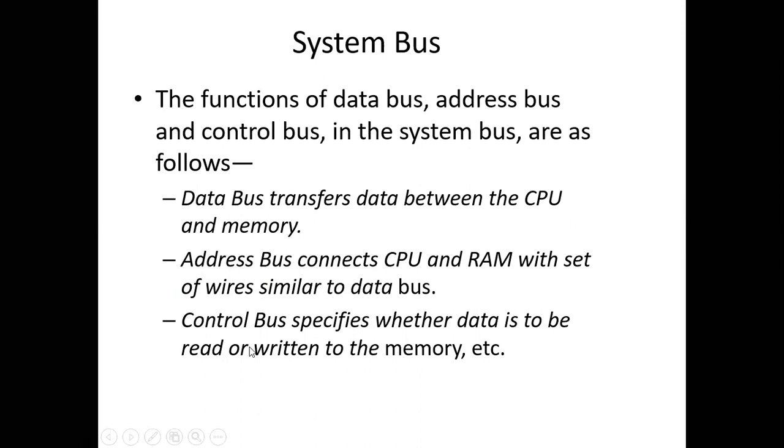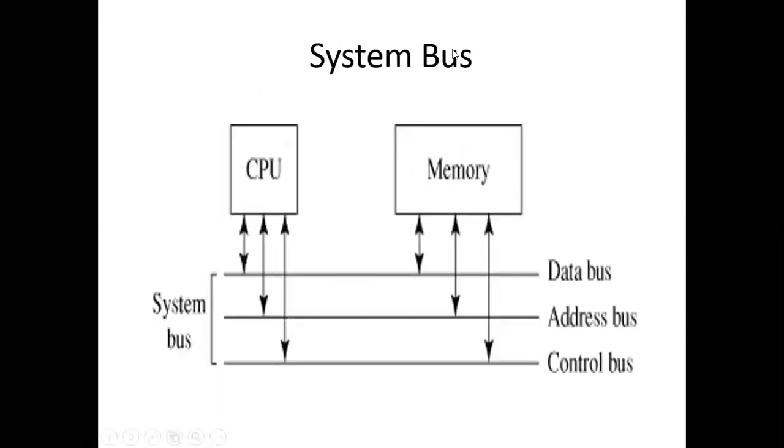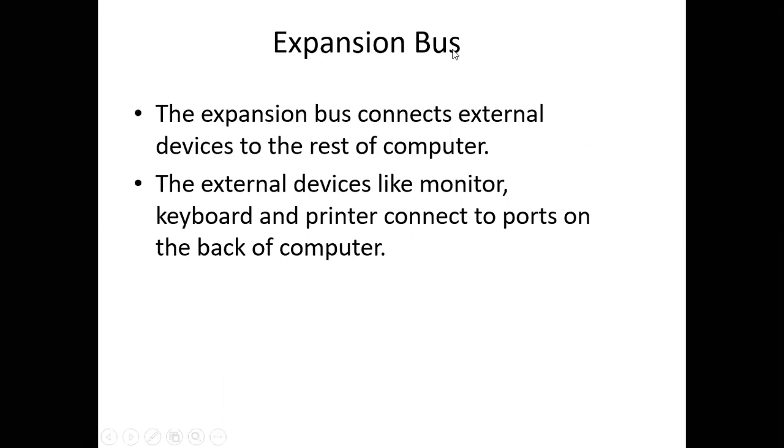Then we have the control bus. Now, the control bus is the one that will specify whether the data you are sending is to be read, whether you are reading from memory or you are writing to the memory. Those details will be carried here. So the instruction, what needs to be done, will be carried on the control bus, where the address will be carried on the address bus. What data are we dealing with? It will be stored on the data bus. So this is how the system bus is made up.